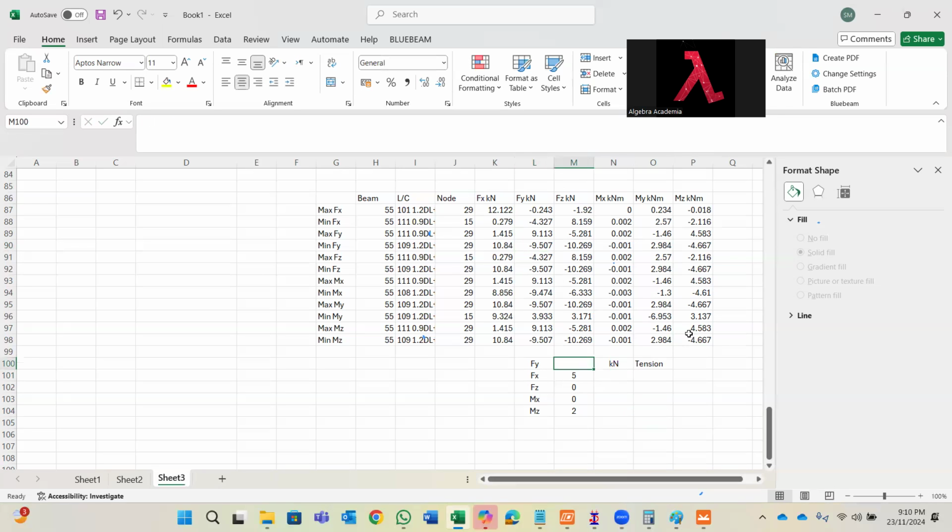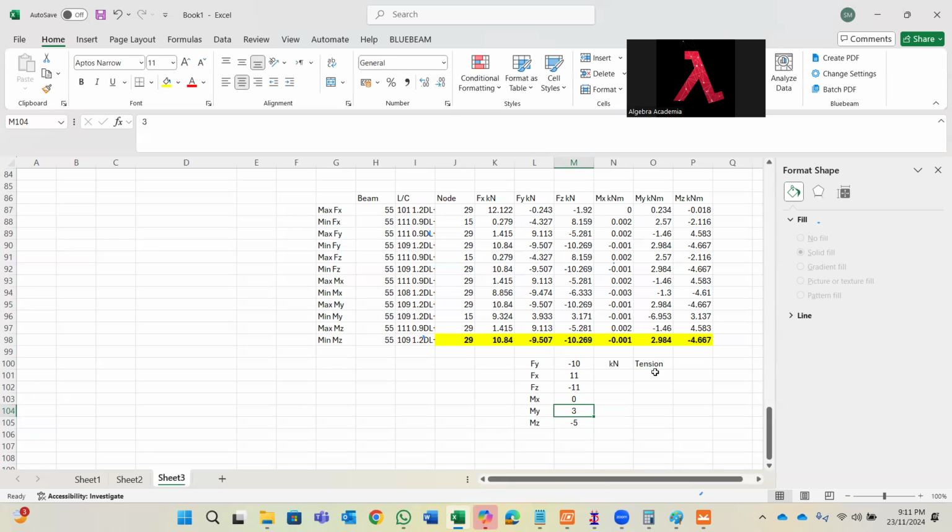Let's go here from the moment actually. I don't want to confuse you. 4.58, 4.667, right? Okay. So Fy here 10 kilonewton and Fx here 11, Fz here minus 11, Mx 0, My 3, Mz minus 5.